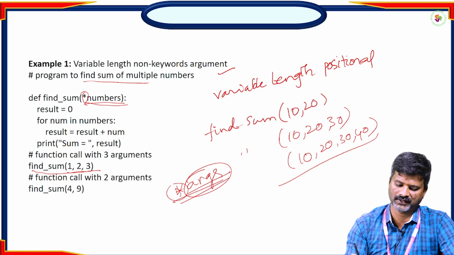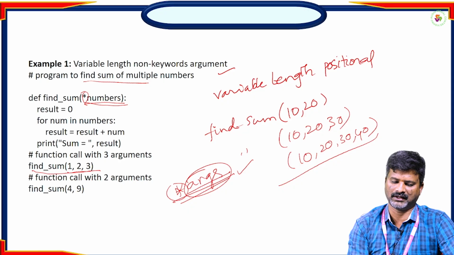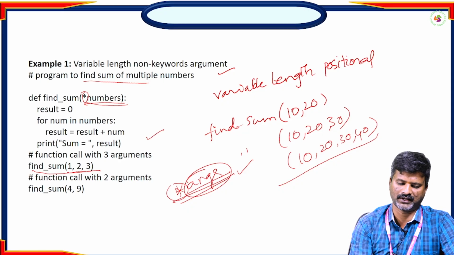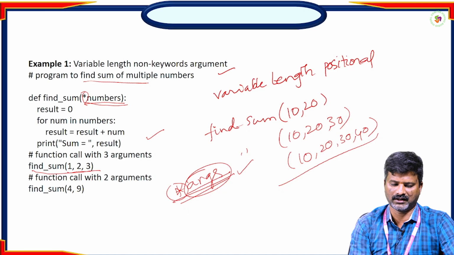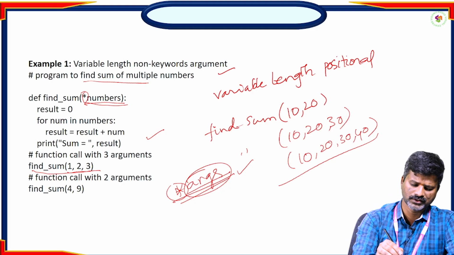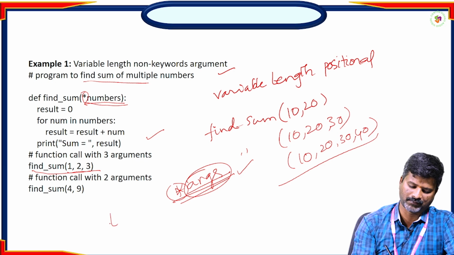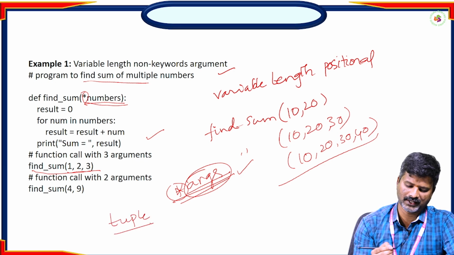If you specify it like this, it represents an arbitrary number of arguments. That arbitrary number of arguments may be positional or may be keyword arguments. So this is the example for arbitrary non-keyword arguments, that is, positional. Simply 1, 2, 3. This will be stored as a tuple type, guys.